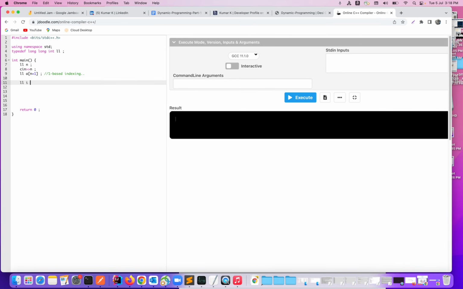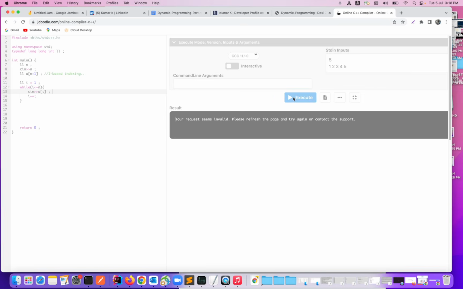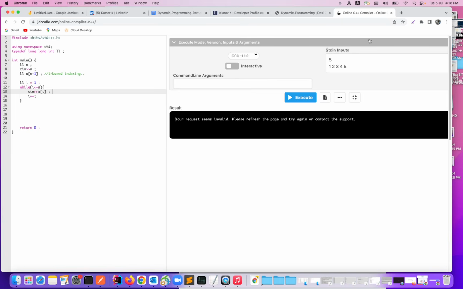Okay. So just taking input of our elements. These things are really basic. So I take input of all the array elements. Let me try if it's working fine. Let's say 5 is the size of our array, and the array elements are 1, 2, 3, 4, 5. I hope this works.